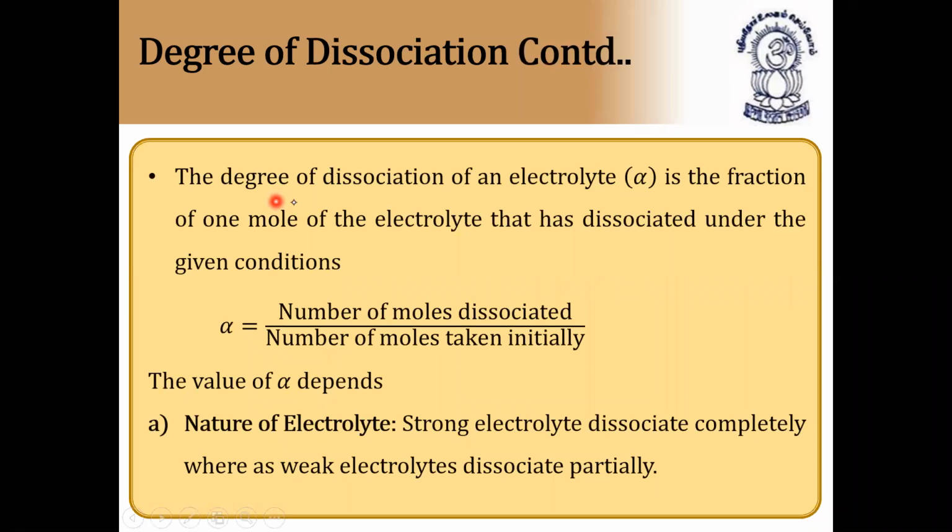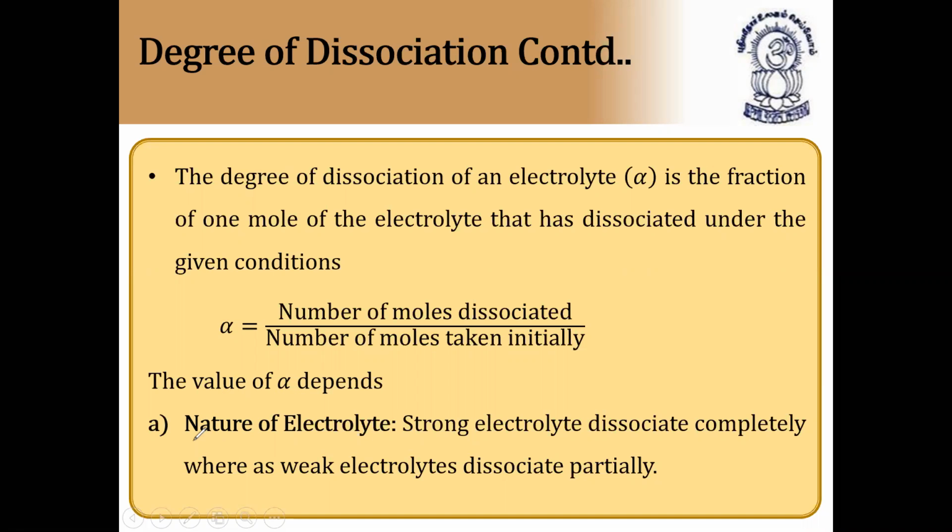The degree of dissociation of an electrolyte, alpha, is the fraction of 1 mole of the electrolyte that has dissociated under the given conditions. Alpha is equal to the number of moles dissociated divided by the number of moles taken initially. They will ask this in competitive exams: what does alpha depend upon?